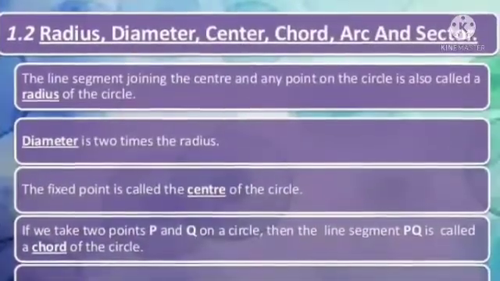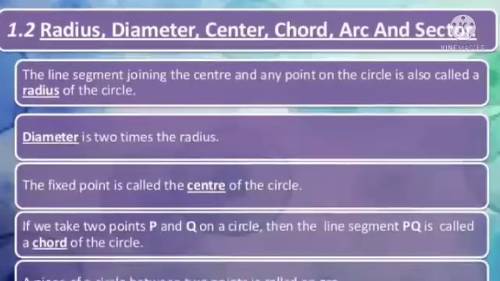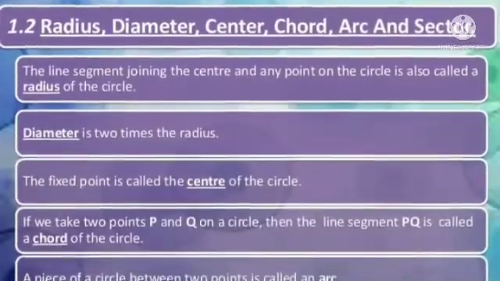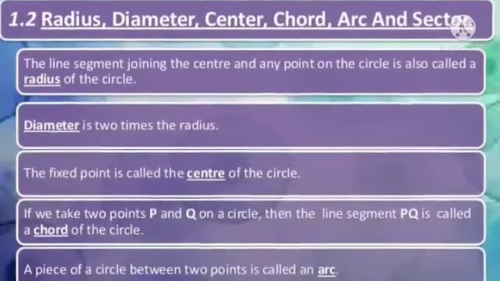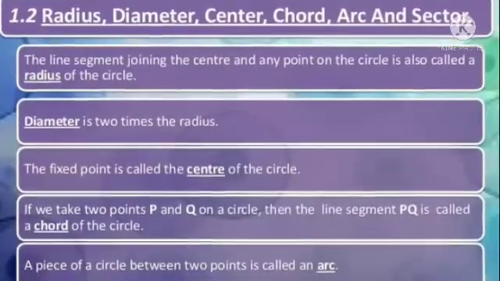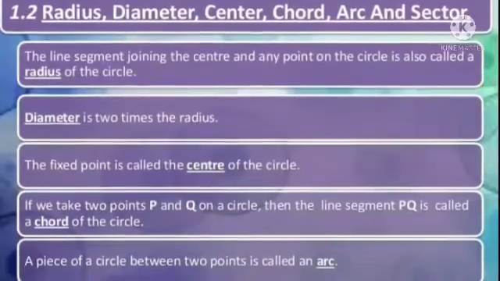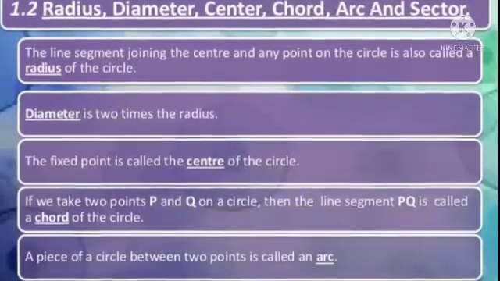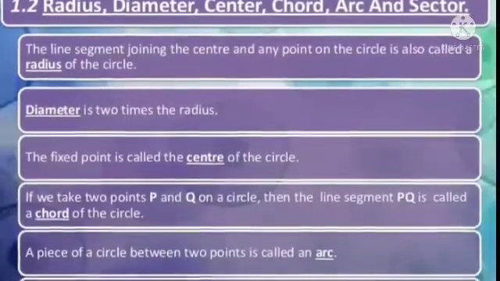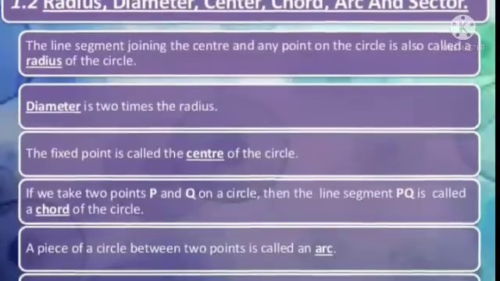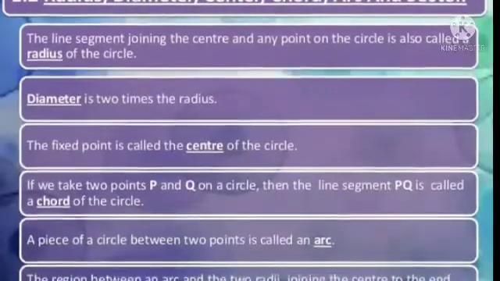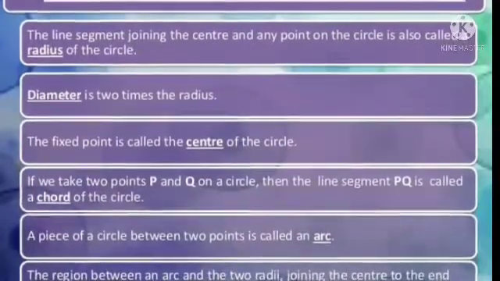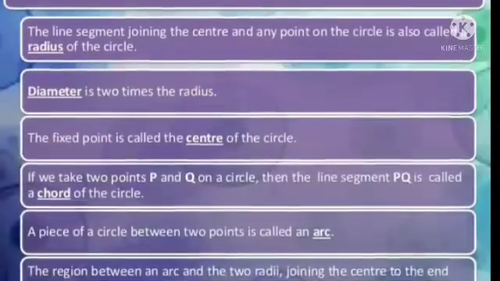The line segment joining the center and any point on the circle is called the radius of the circle. Diameter is 2 times the radius. The fixed point is called the center of the circle. If we take 2 points P and Q on a circle, then the line segment PQ is called a chord of the circle. A piece of a circle between 2 points is called an arc.